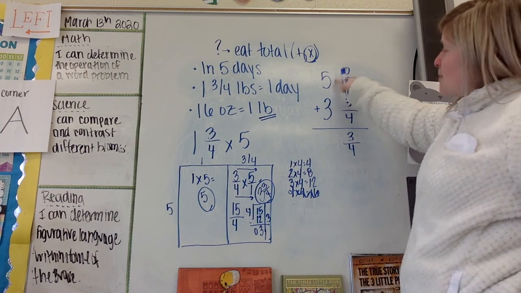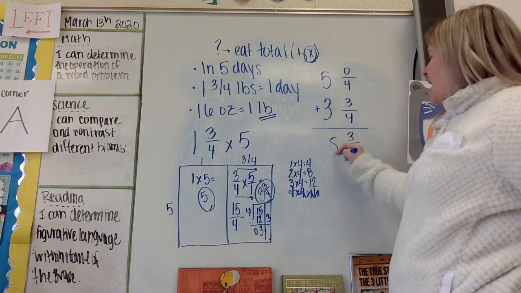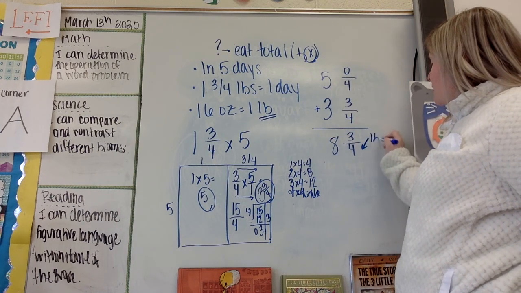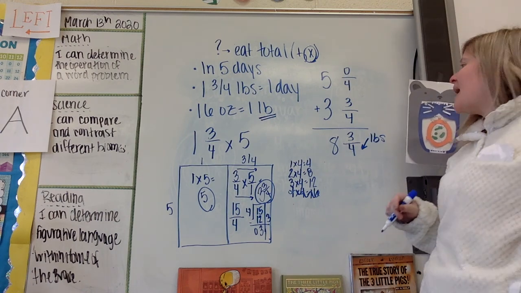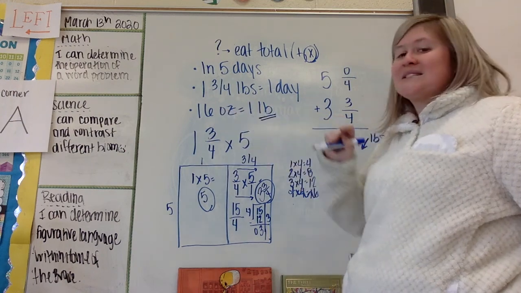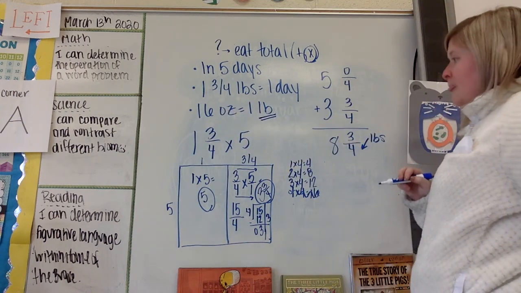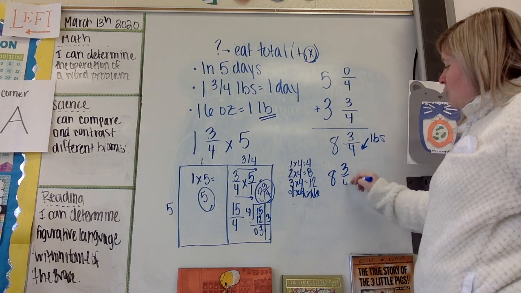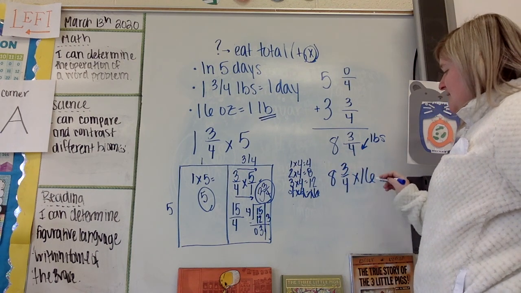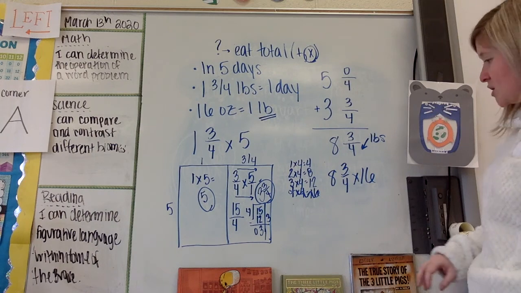Then I move to my whole number. 5 plus 3 is 8. So this is the total that they ate in pounds. Okay. So now we need to change that into ounces. There are 16 ounces in a pound. So now I need to do 8 3/4 times 16. Now I'm going to erase my board so I have some space.